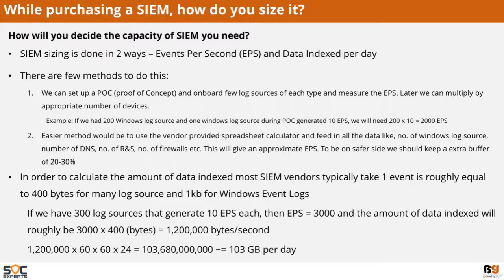That is, if we have 300 log sources that generate 10 EPS each, then EPS will be 3000, and the amount of data indexed will be 3000 times 400 bytes. That comes up to around 1,200,000 bytes per second. Converting that into per day, that is multiplied by 60 for minutes, 60 for hours, and 24 for 1 day, which roughly comes up to around 103 GB per day.